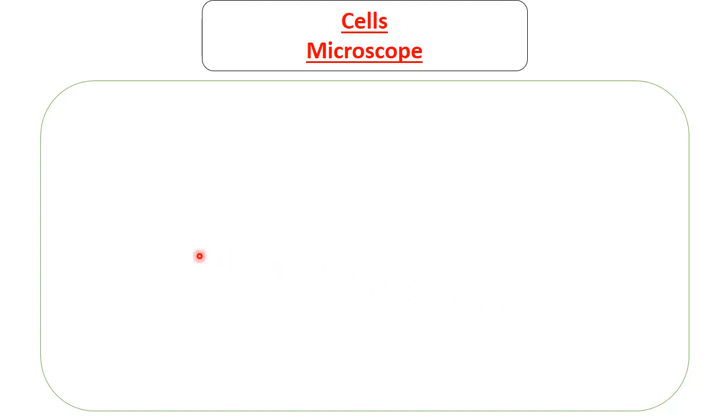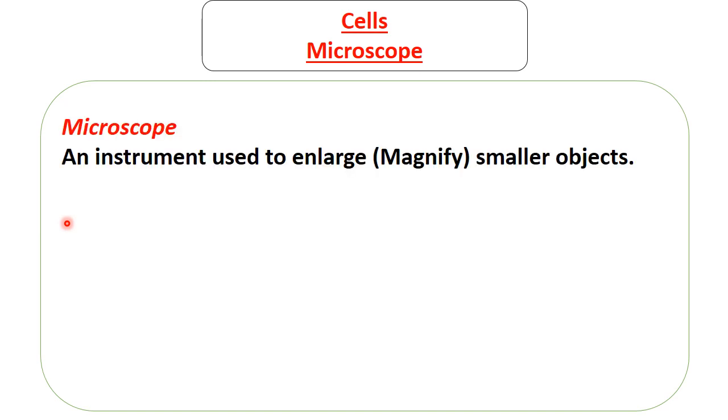For us to study cells, we're going to start with an instrument that is used to study cells, or that is used to view cells. Cells are very small, such that we cannot see them with our naked eyes. So we have to make use of what is called a microscope, which enlarges or magnifies smaller objects.